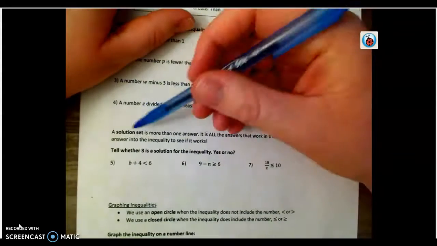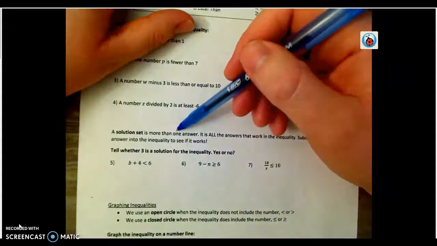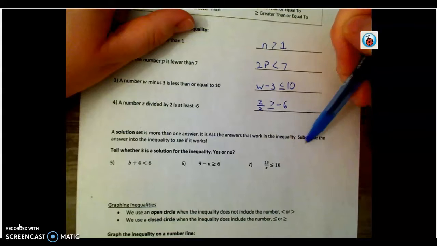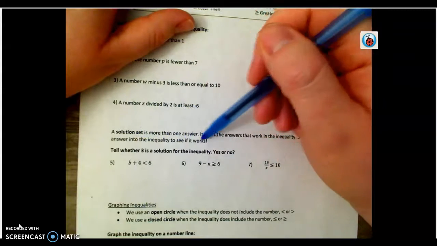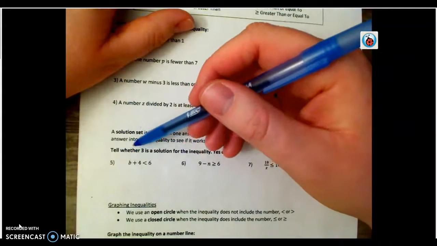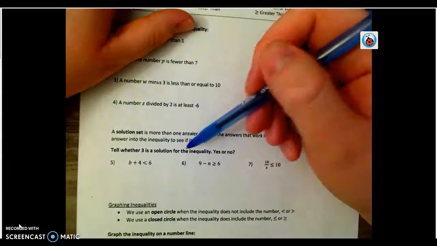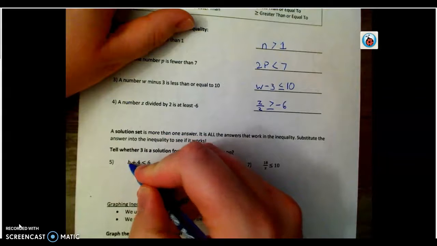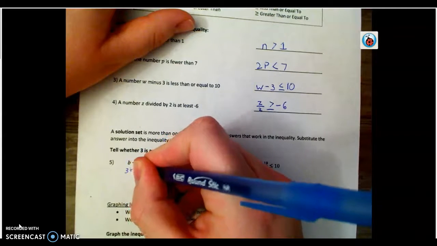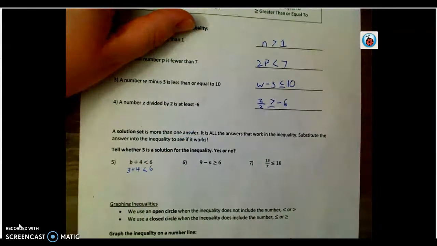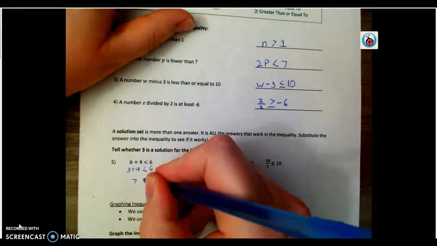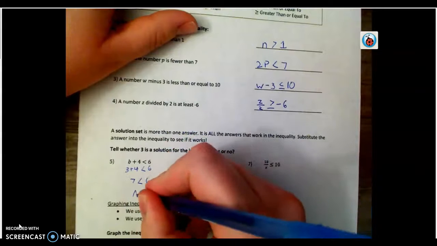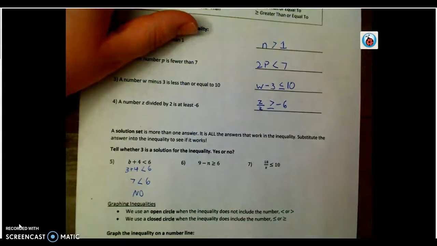Numbers 5, 6, and 7 tell us that a solution set is more than one answer. So it is all the answers that work in the inequality. Substitute the answers into the inequality and see if they work. So we need to tell whether 3 is a solution for the inequality, yes or no. So what I'm going to do is replace the variable with 3, plus 4, less than 6, and see if that's true. Comes out to 7 is less than 6, which hopefully you can tell is false, so I'm going to say no.